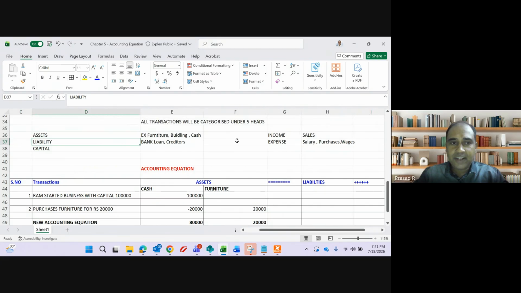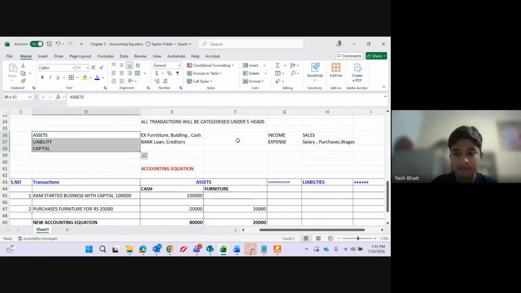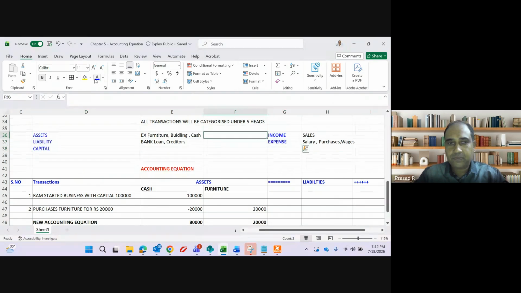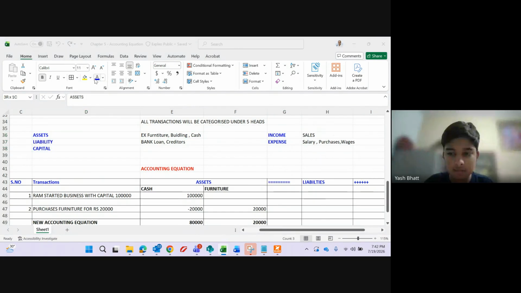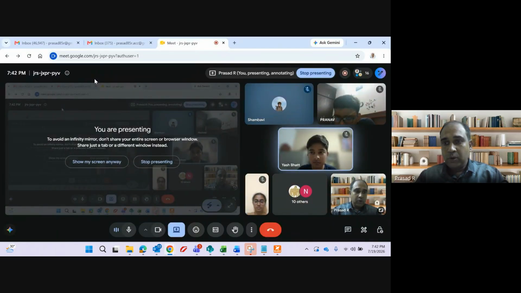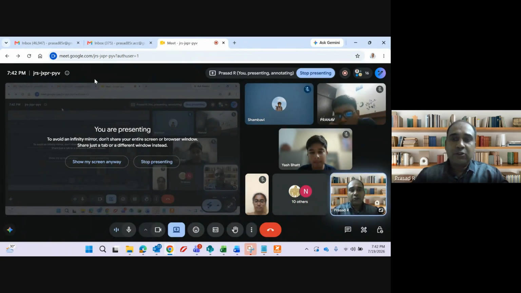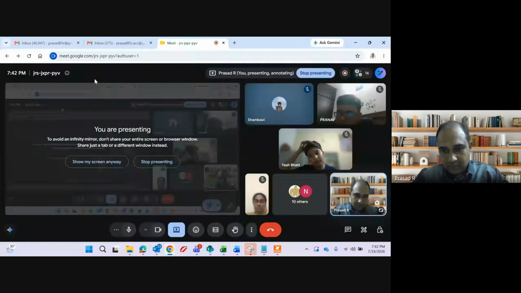Salary will come under which category? Expense. So when I pay salary, will my profit increase or decrease? Decrease. So whenever my profit decreases, my capital will also decrease. Clear? Whenever we incur an expense, my profit will decrease, and whenever profit decreases, my capital will also decrease.